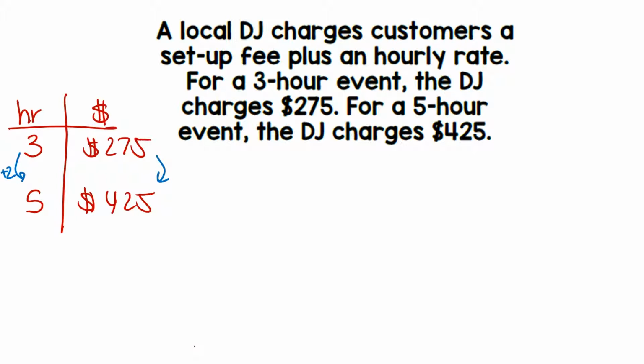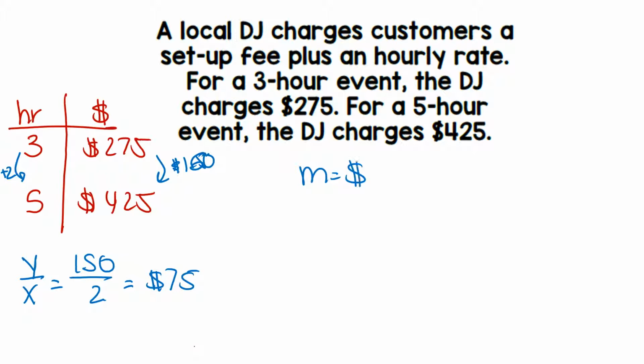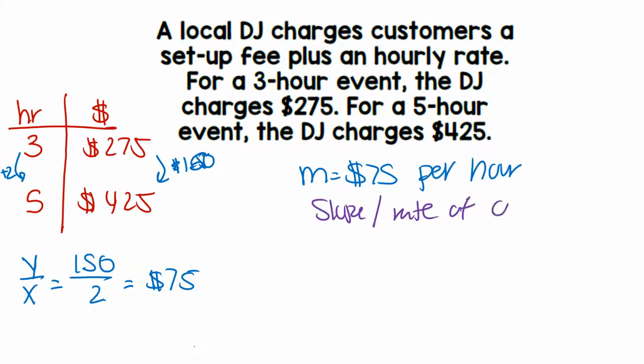3 to 5 is 2 hours. $2.75 to $4.25 is going to give us $1.50. We write it as a fraction, y over x, so 150 over 2, which is going to give us $75. Our m value, the slope, is $75 per hour. Remember, that is the slope, also called the rate of change.